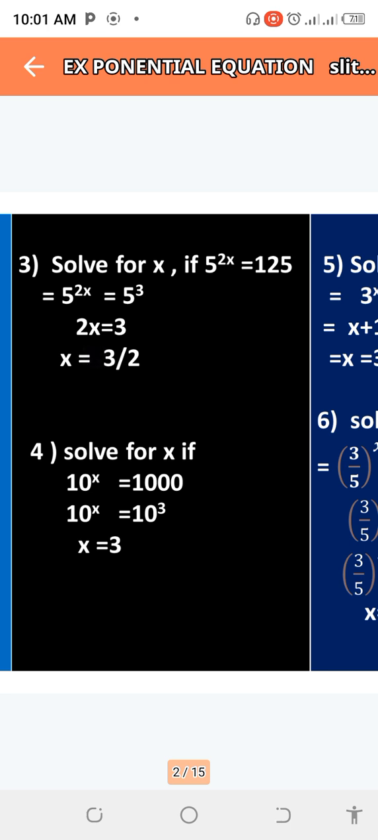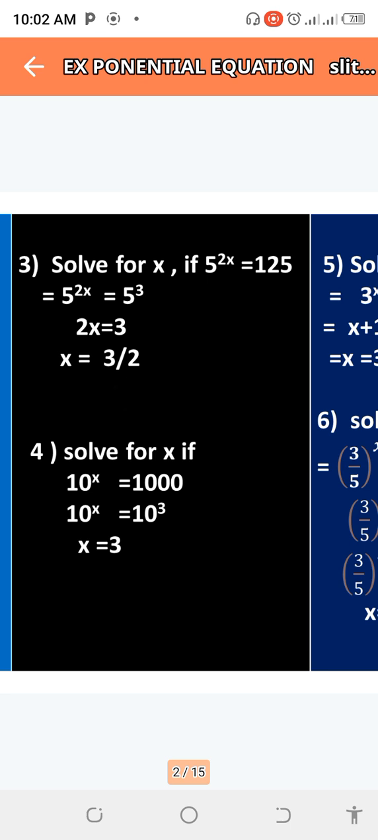Taking like terms together, or we divide both sides by the coefficient of x, which is equal to 2. In the long run, we'll now have x is equal to 3 over 2.